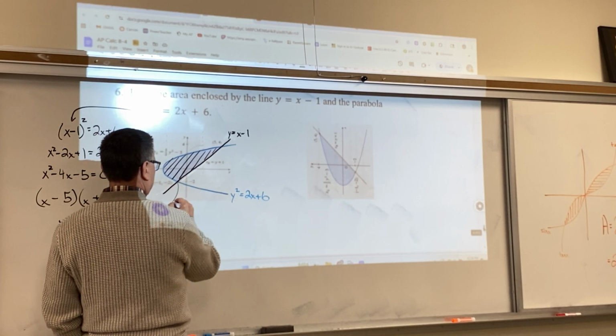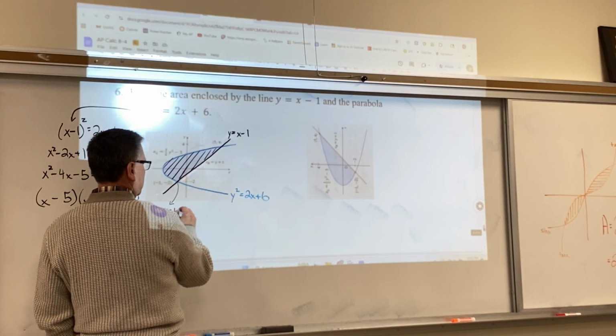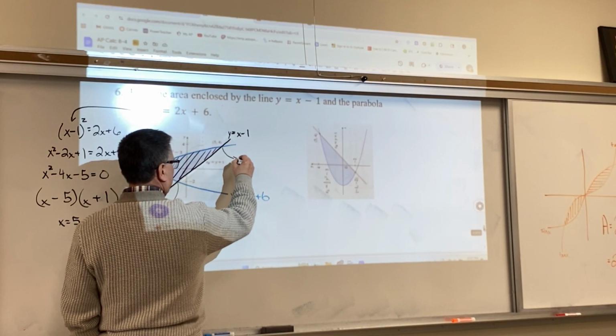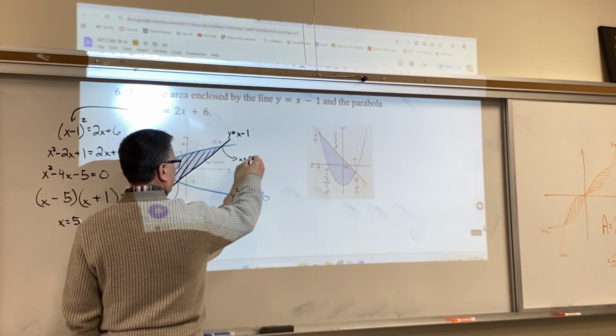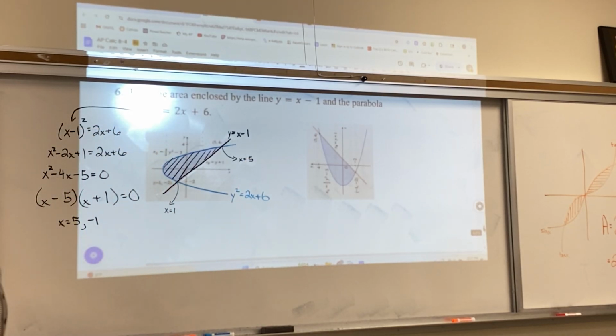So I'm guessing this is x equals -1, and this is probably x being 5. Perfect. Hey, I now know where they intersect. I should be able to set up the problem now. Let's find the area. Which one's on top? 2x plus 6.